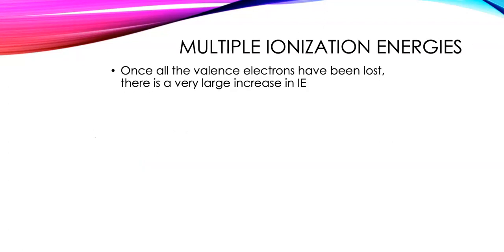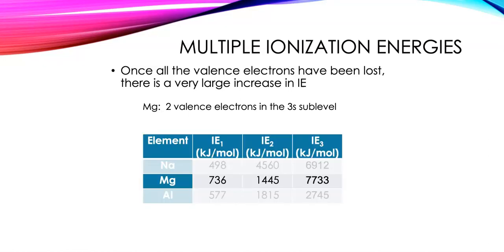Okay, so does the pattern hold? We had other information in that table. So let's think about magnesium. Now we know magnesium has two valence electrons, and of course these two valence electrons are both in the 3s sublevel. So if we look at the table and focus on magnesium, the first ionization energy of magnesium is 736. The second one is 1445. So it's about a 2-fold change to go from IE1 to IE2.